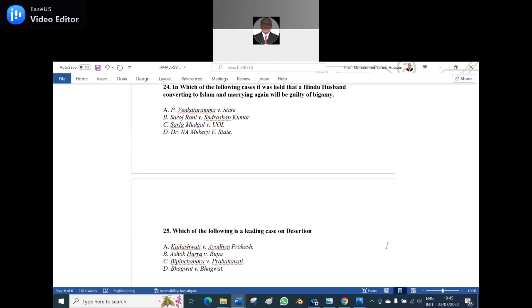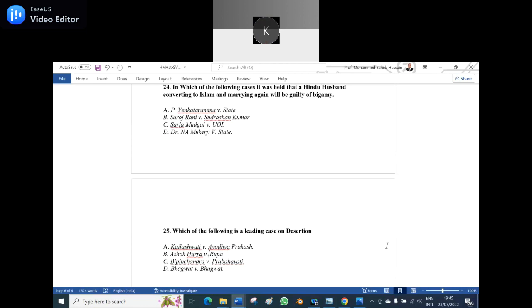Supplementary question. What is meant by desertion? Wife or husband, anyone living separately for 2 years. More than 2 years, or consecutive? Consecutive 2 years. Don't just say two years. Yes, sir, continuous 2 years. The wording is very much important. Desertion, actually, is abandoning. What you said is correct.